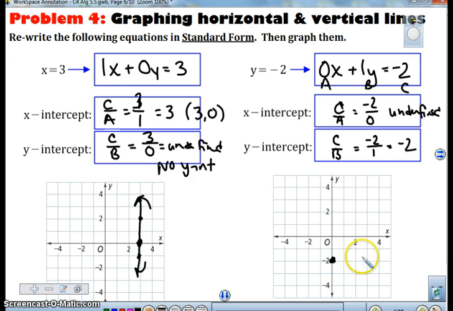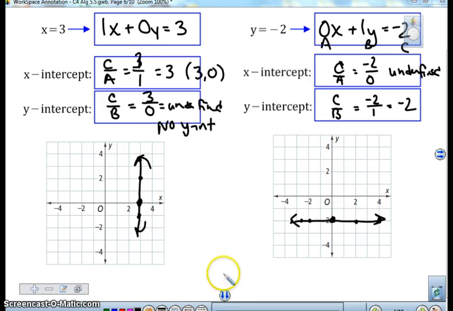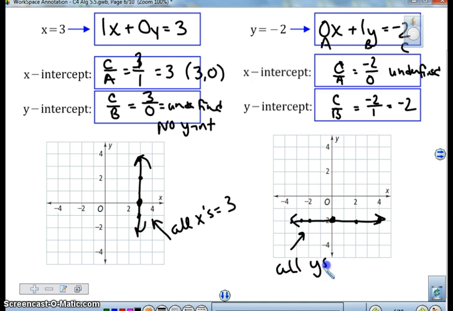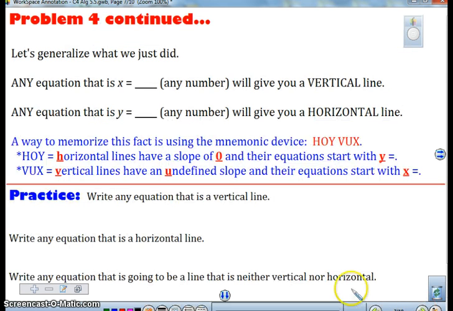And this line is going to be a horizontal line where everywhere on this line y is -2, and it wouldn't matter where you place the point, all of these points will make it true. So the key thing we want to look at here is that in this line, all the x's equal 3, and on this line, all the y's are equal to -2. We've got a horizontal line and a vertical line.